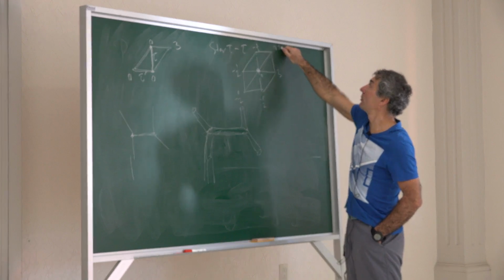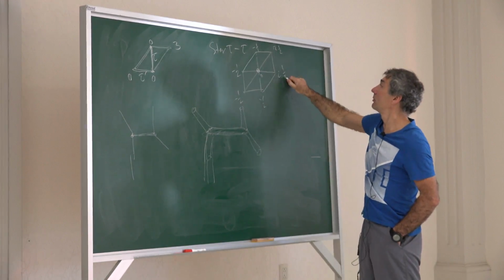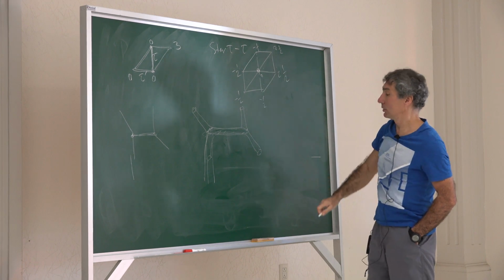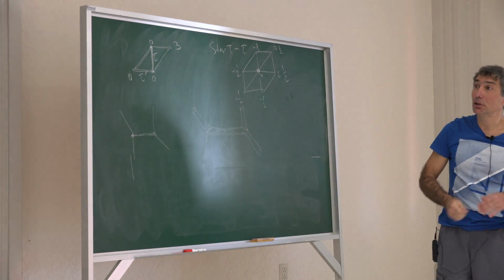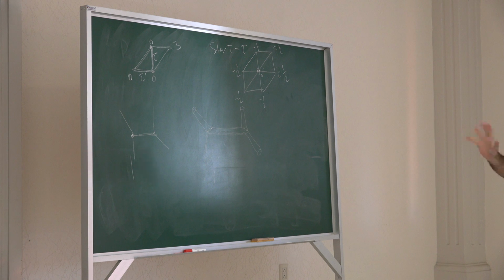So 2.5, 2.5 here. And then I'm constructing this sort of twisted polytope thing. I'll come to that on the next slide.